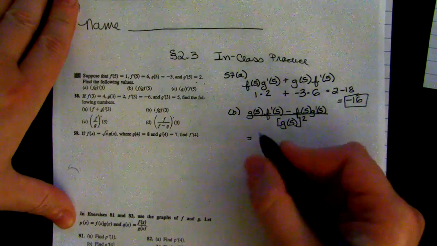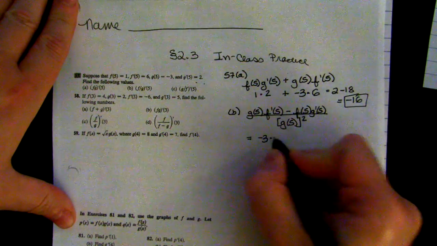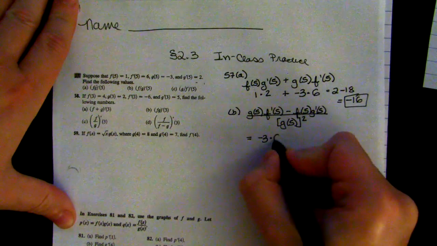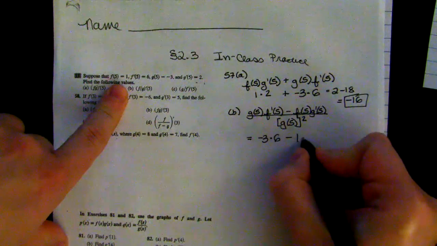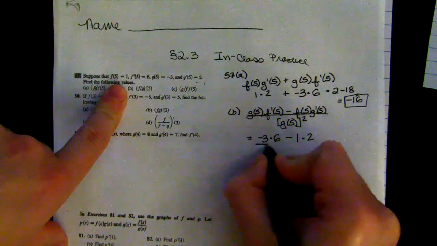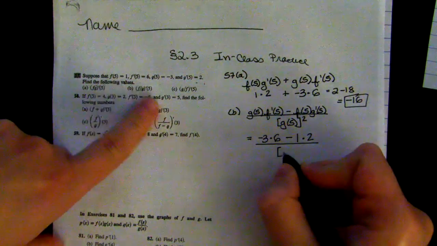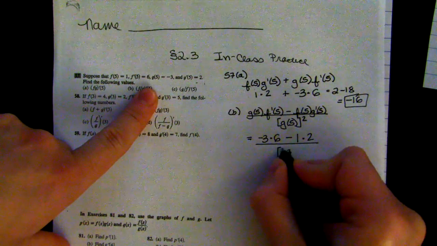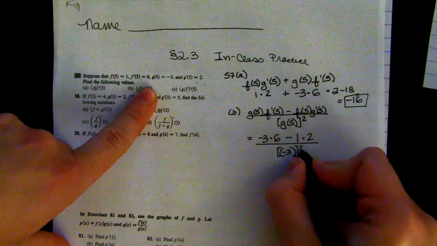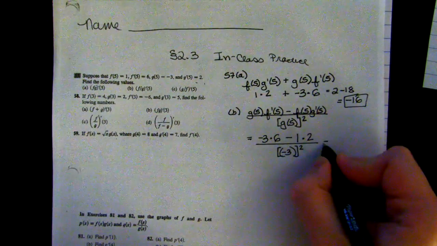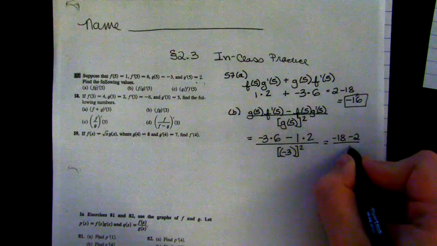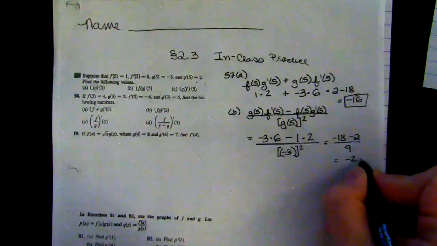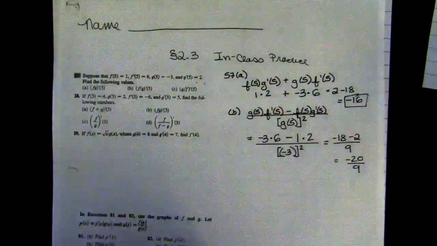Okay, g of 5 is negative 3, f prime of 5 is 6, minus, okay, f of 5 is 1, g prime of 5 is 2. This is all over g of 5, that's negative 3 in parentheses squared. Negative 18 minus 2 over negative 3 squared is 9. I think this is negative 20 ninths.